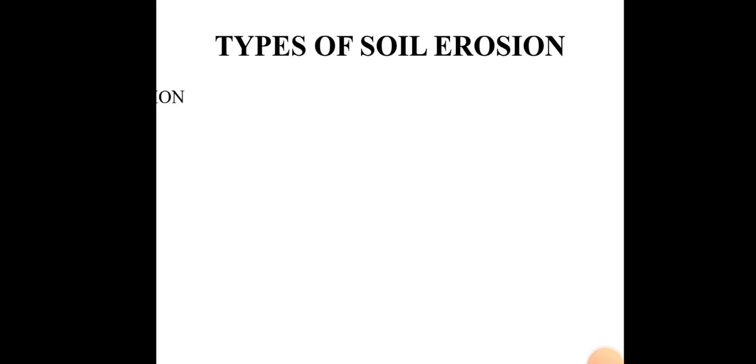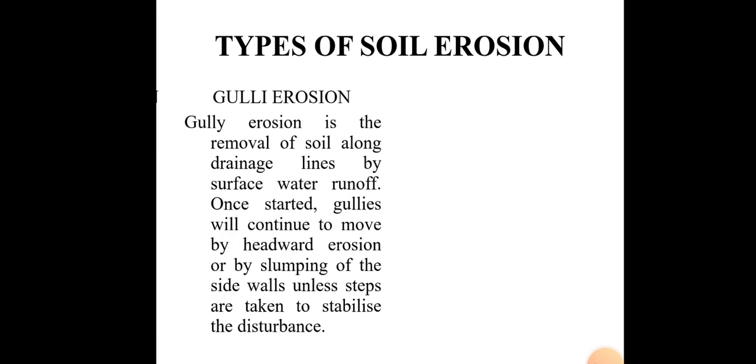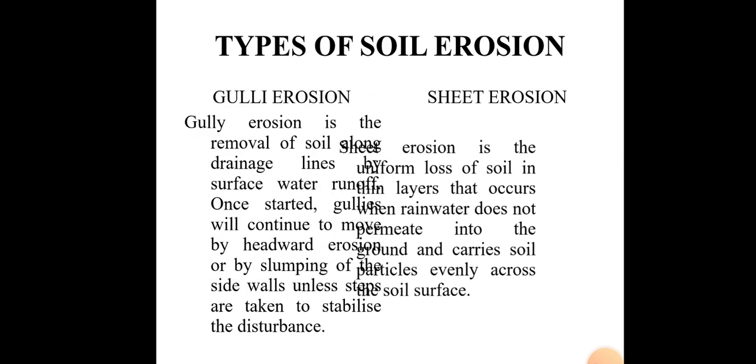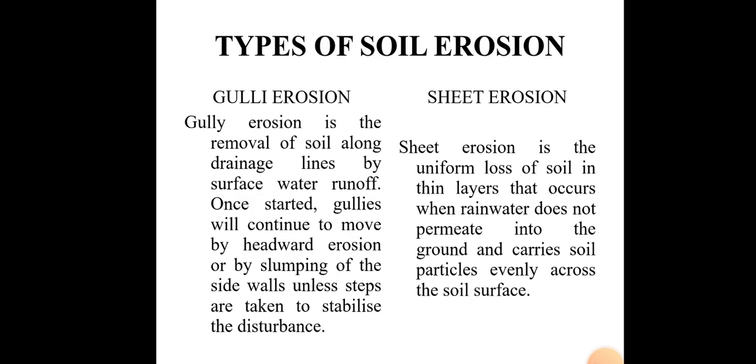The next, after types of soil, is soil erosion. What is soil erosion? The removal of the top layer of soil by different agents, like wind and water, is known as soil erosion. Sand dunes or manures are examples of creating soil erosion. In a geographical way, there are two types of soil erosion: one is gully erosion and the other is sheet erosion.